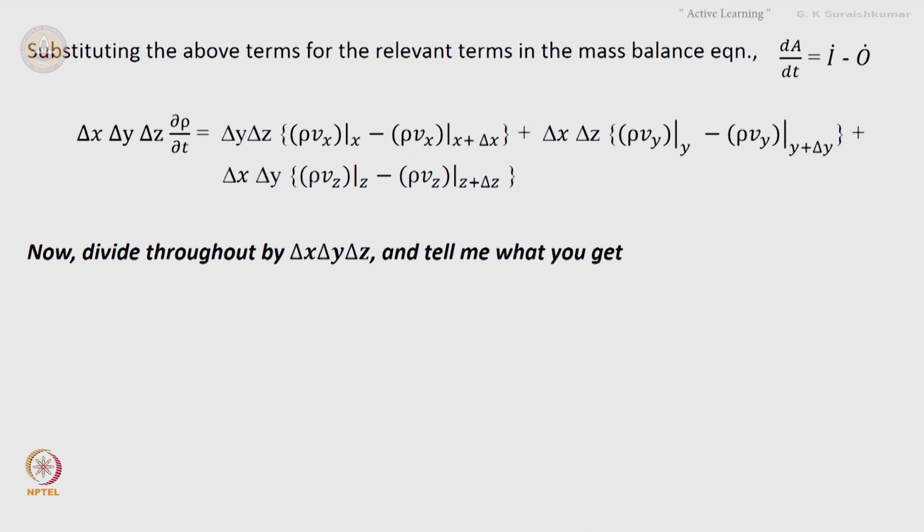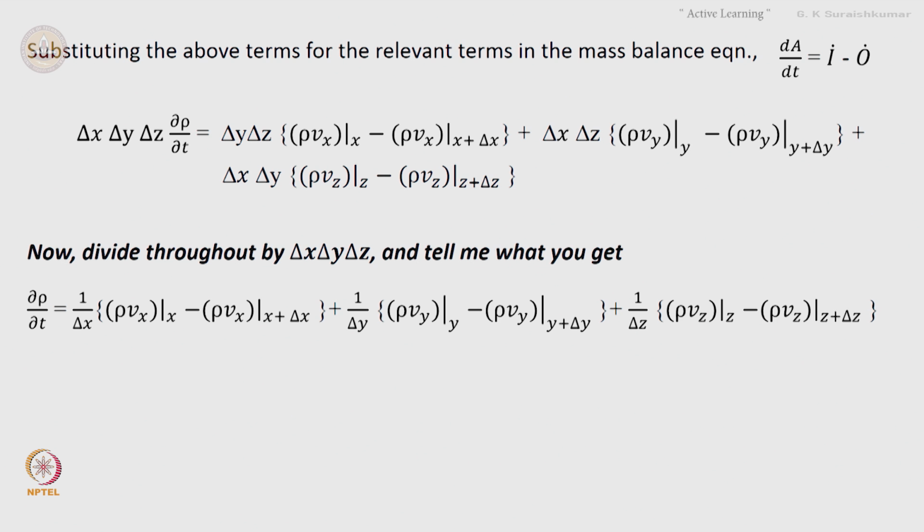Or, if you feel that it is a little too much for first timers, then you write down the earlier expression and then say now divide by delta x delta y delta z and tell me what you get. That is straightforward. So, dou rho by dou t is 1 by delta x times something plus 1 by delta y times something, and so on. And then you ask them, can you see something familiar there, some definition of something math relevant?